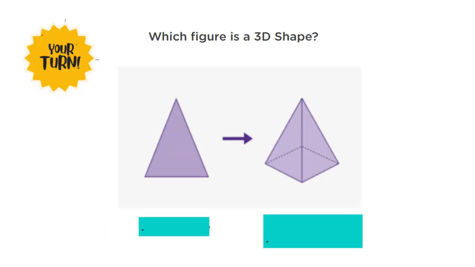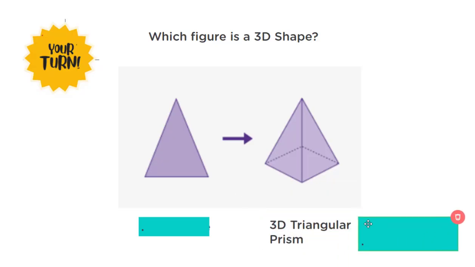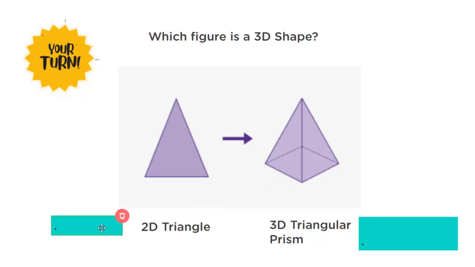Let's try again. I bet you'll get them all right now. Which figure is three-dimensional, and can you name it? Point to it. Which one do you think it is? All right. Three-dimensional triangular prism. It's flat on the bottom, and then it has four sides coming up to a point at the top, and that triangle is just flat. Two-dimensional, you can draw that on a piece of paper. It's flat.